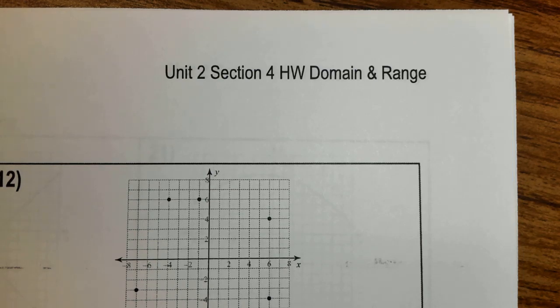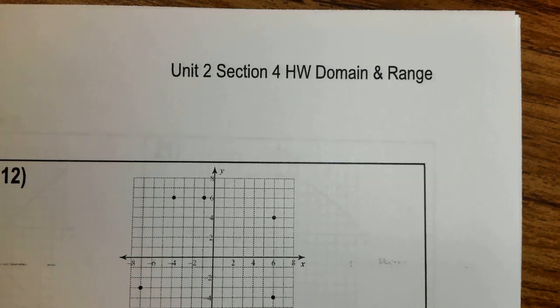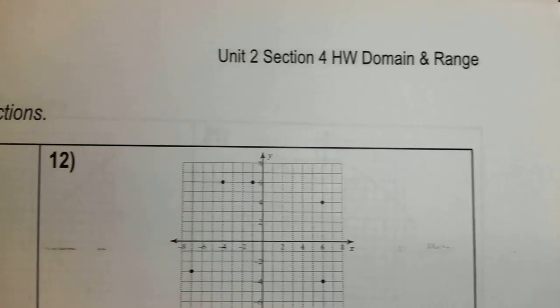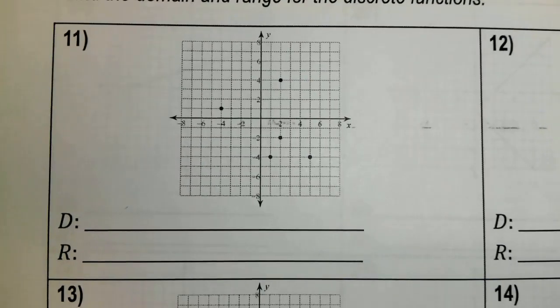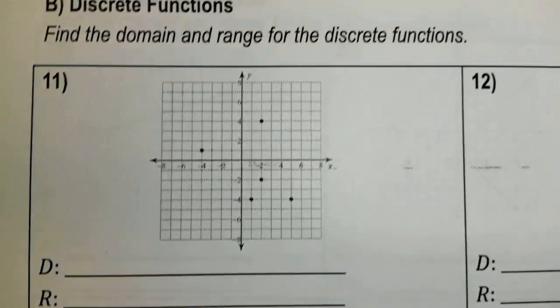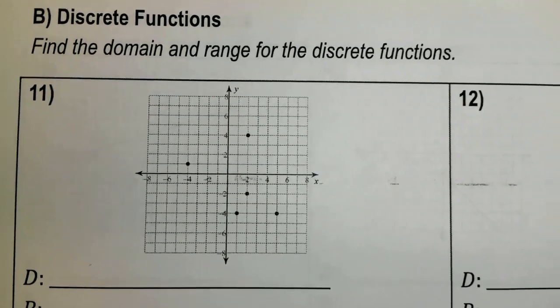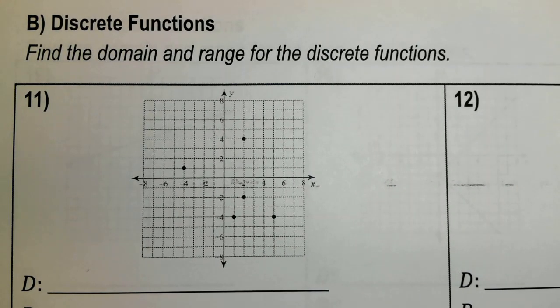All right, we are back with Unit 2, Section 4 homework. This is domain and range, the second page, and these are 11 through 18. These are discrete functions, or functions that are just dots, points, not connected. The directions say find the domain and range for the discrete functions.